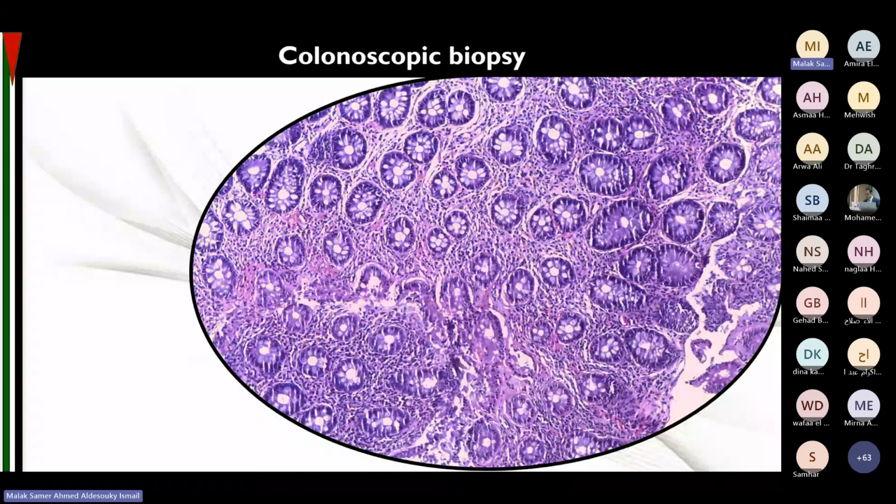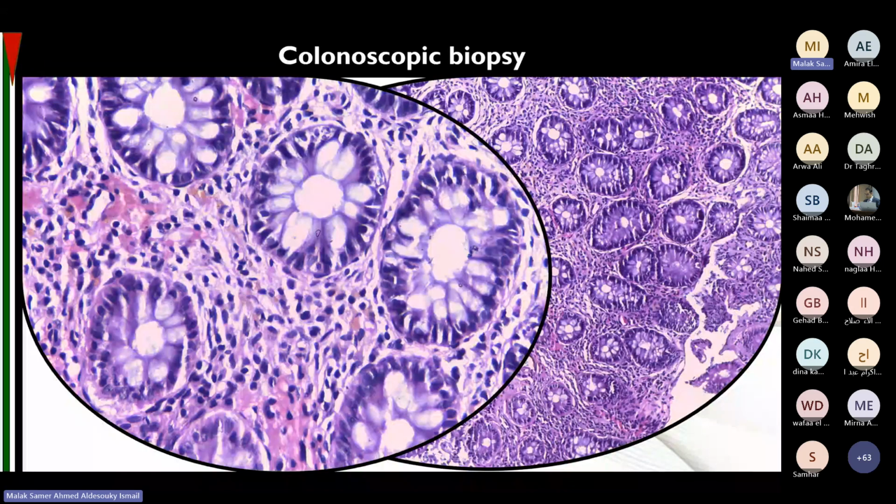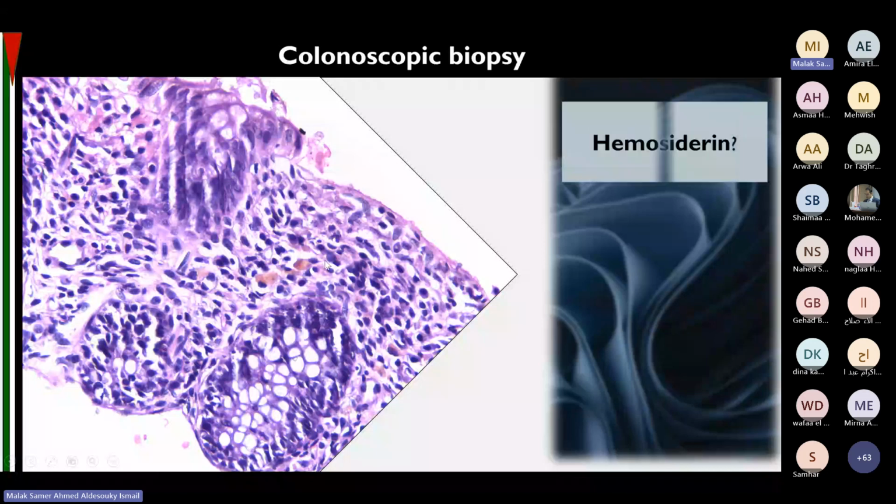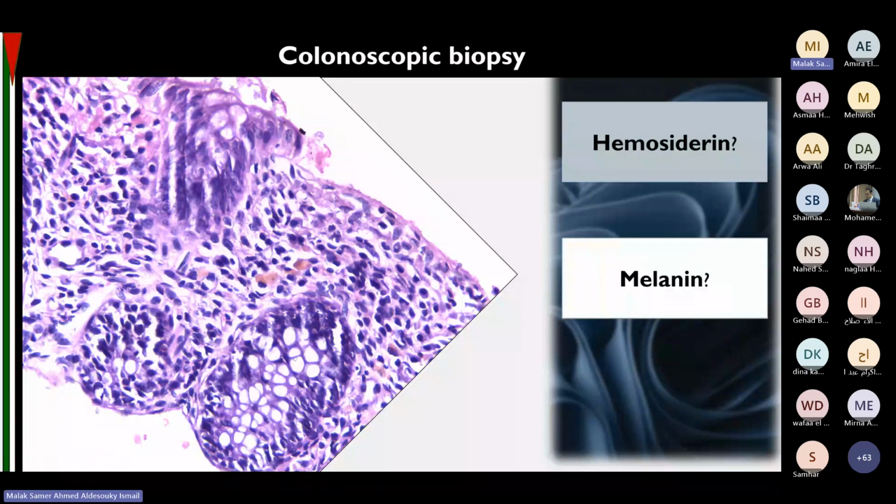Here we have a higher magnification, which shows mixed lamina propria infiltrate with no significant crypt insult, and we also see some congestion. Here we have another high power field showing the same features with focal cryptitis and scattered pigment-laden macrophage. And so we started thinking, could this be hemosiderin because of congestion and hemorrhage? Could this be melanin, as in melanosis coli, or could it be something else?